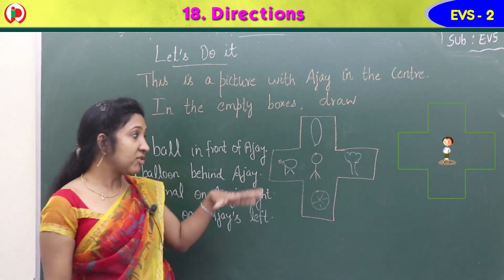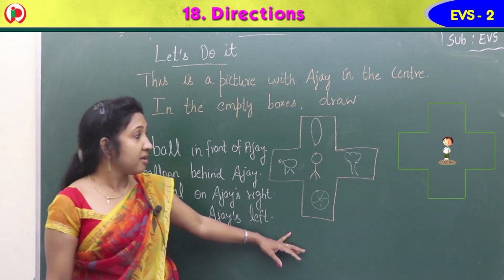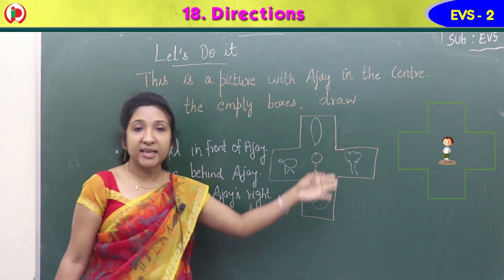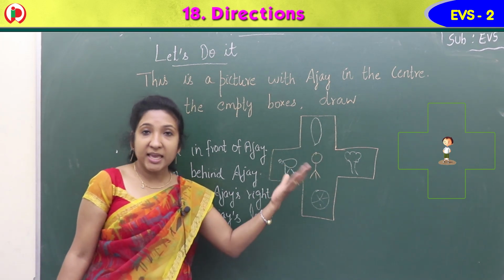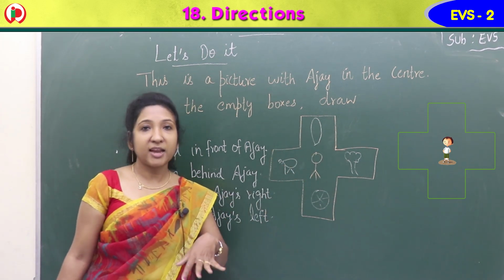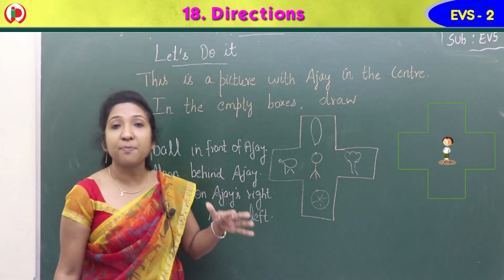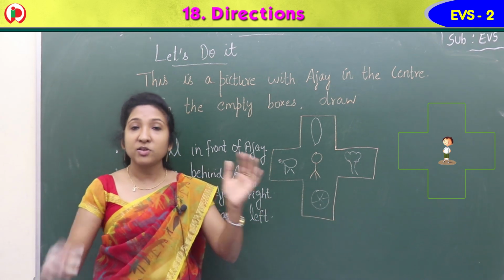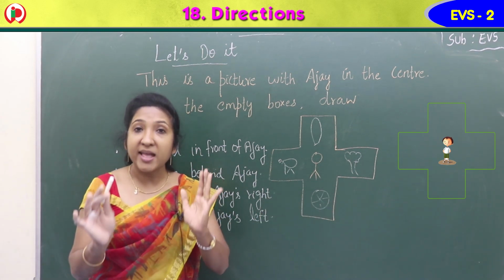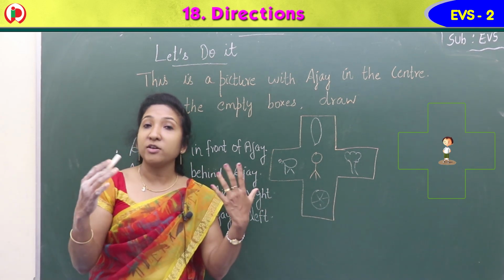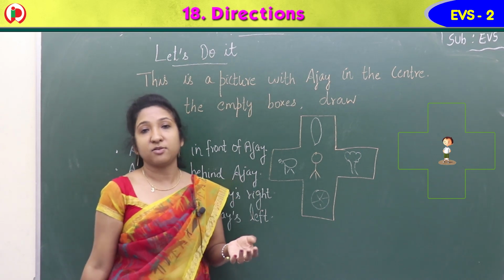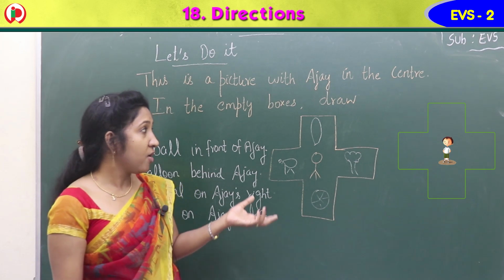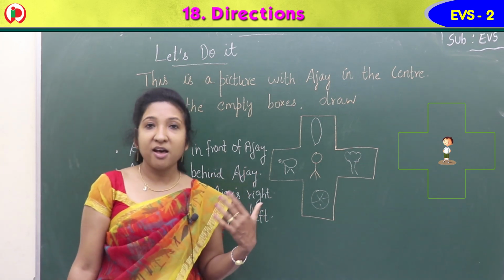So children, try to do this exercise. In the workbook there is space given or boxes are given. Behind Ajay, in front of Ajay, left and right side of Ajay, you have to draw some pictures like ball, balloon, animal and tree. So nicely with your pencil draw, and if you want to color, you can color it also, according to your wish, your choice. So try to do this in the workbook.